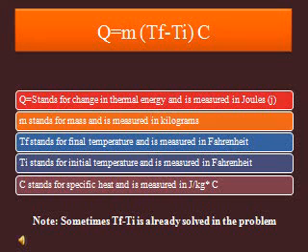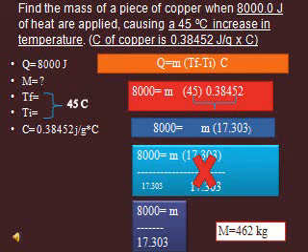Now, do note that sometimes in thermal energy problems, TF minus TI is already solved in the problem. It may refer to this as the change in thermal energy is such and such. So again, the equation that we're going to be using today to walk through a sample problem is Q equals M (TF minus TI) C. Now let's try a sample calculating thermal energy problem.